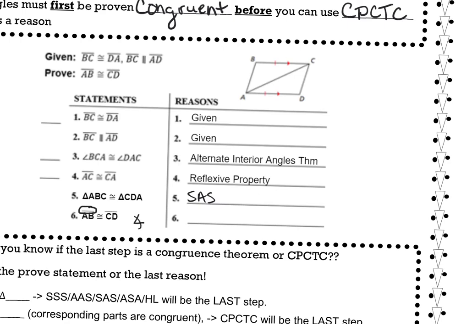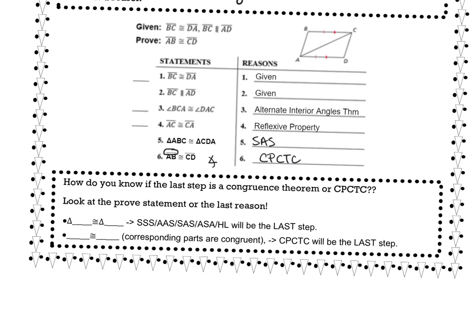Those are the things that tell us that, oh, we can use CPCTC as a proof. All right, looking at this next one, it says, how do you know if the last step is congruence theorem or CPCTC?